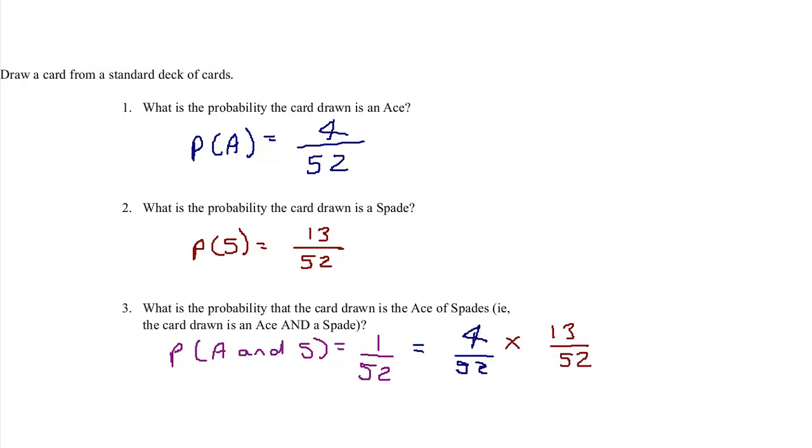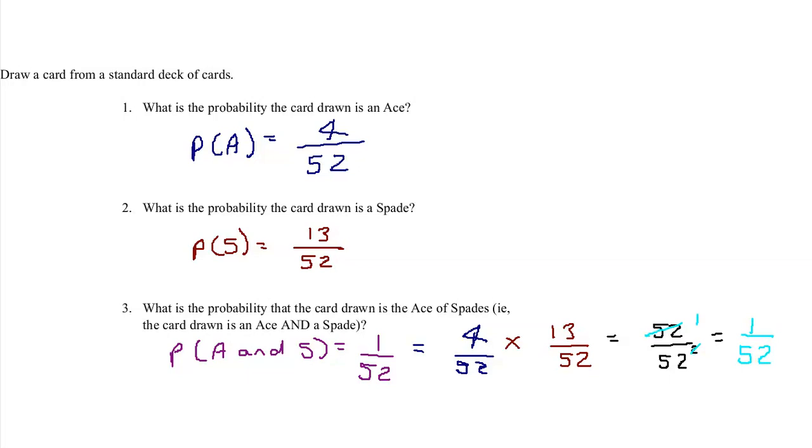If we actually do that multiplication, we find out that we get 52 out of 52 squared. And then we can cancel, leaving us with 1 out of 52. So the two different ways of calculating this give you the same result. The probability you get the ace of spades is 1 out of 52. That's the probability you get an ace and a spade.